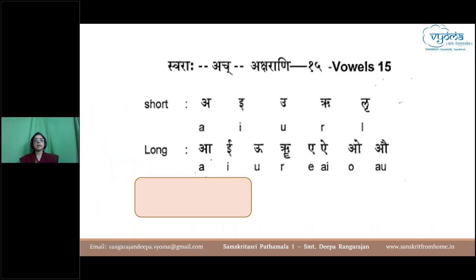So the swaras are 13 in number, 5 which are hrasva swaras and 8 which are dirgha swaras. Hrasva means short: a, i, u, ri, li. And dirgha means long: aa, ee, oo, ree, e, ai, o and au.